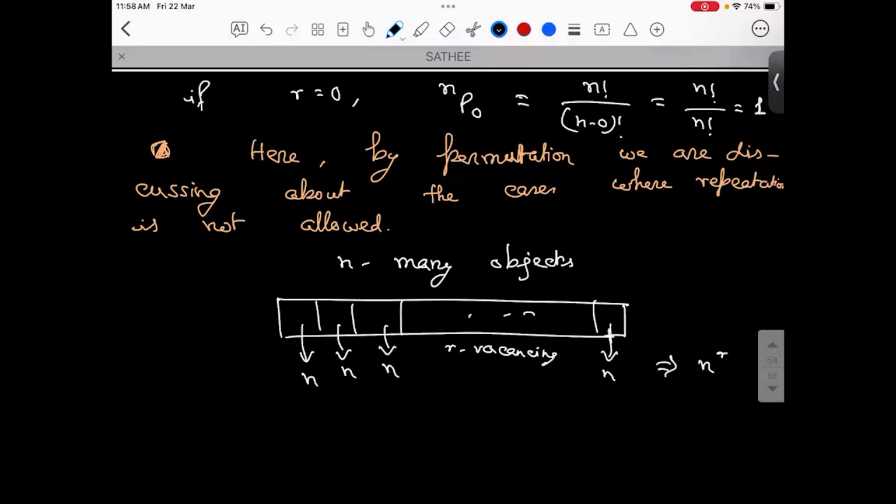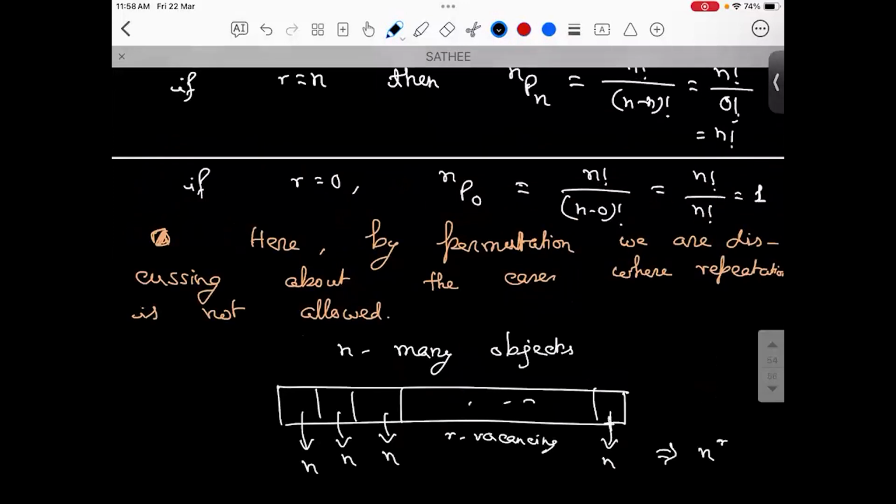Let us understand this difference. In one case nPr is the result of all possible permutations where repetition is not allowed. But when repetition is allowed, the number of all possible ways to arrange them is n to the power r, which is much, much larger. Let us understand a few examples using this.